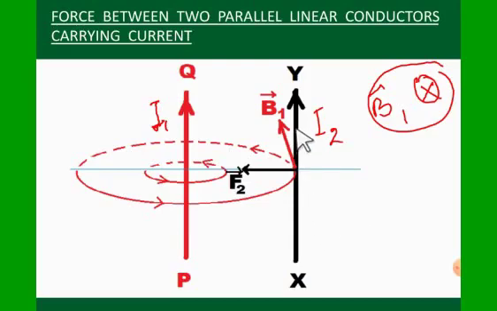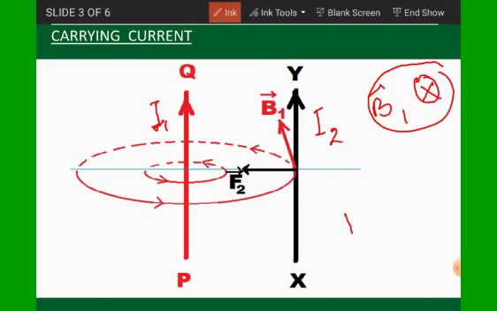So the conductor XY is placed inside the magnetic field B1, which is directed inward. The direction of the force F2 will be found by applying the cross product. Why? Because the force F2 will be expressed as I L vector cross B vector. Here B will be B1, and I is I2.